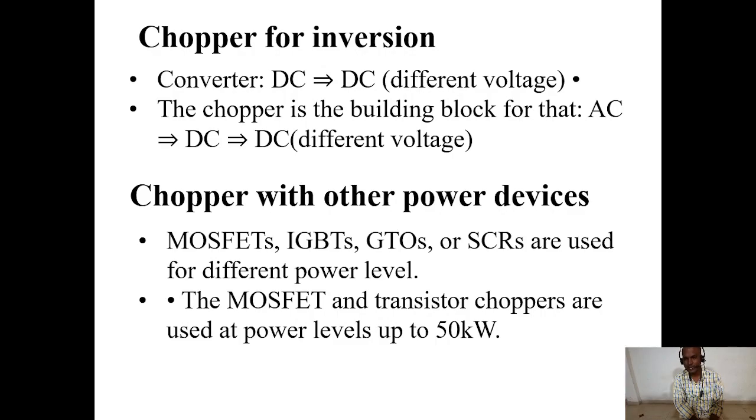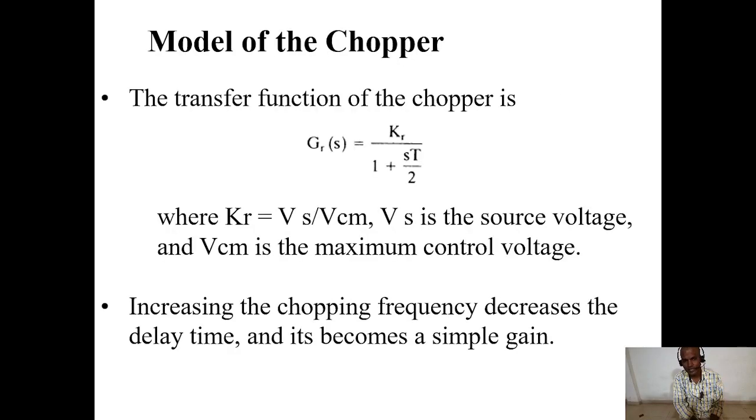And the MOSFETs and transistor choppers are used up to a power level of 50 kilowatt. So there is a range for these power electronic devices, up to 50 kilowatt they are operating. And now coming to the next concept, model of the chopper.